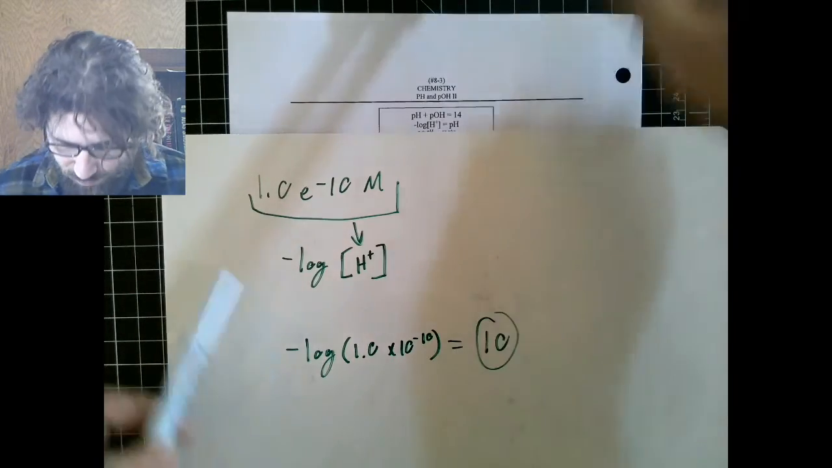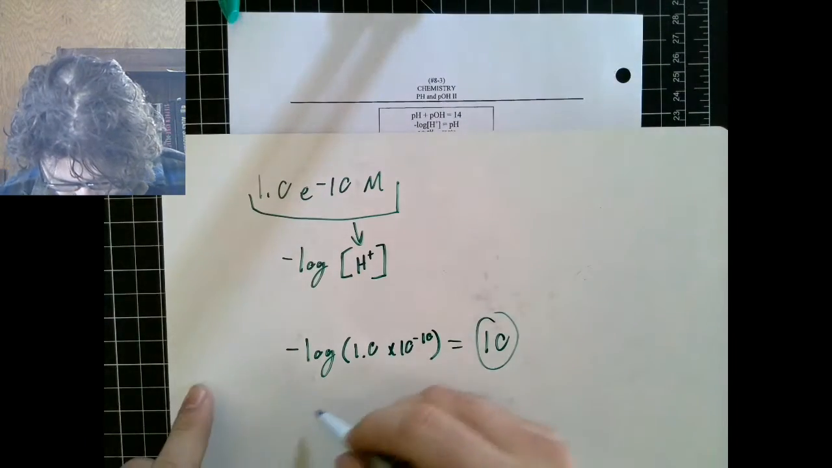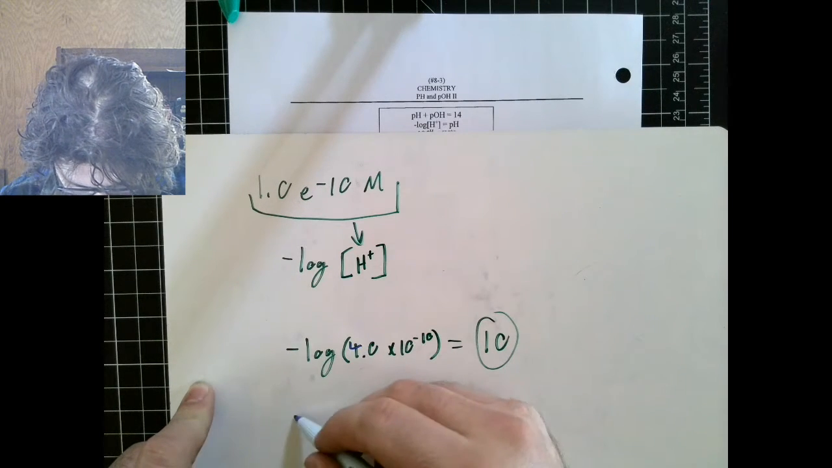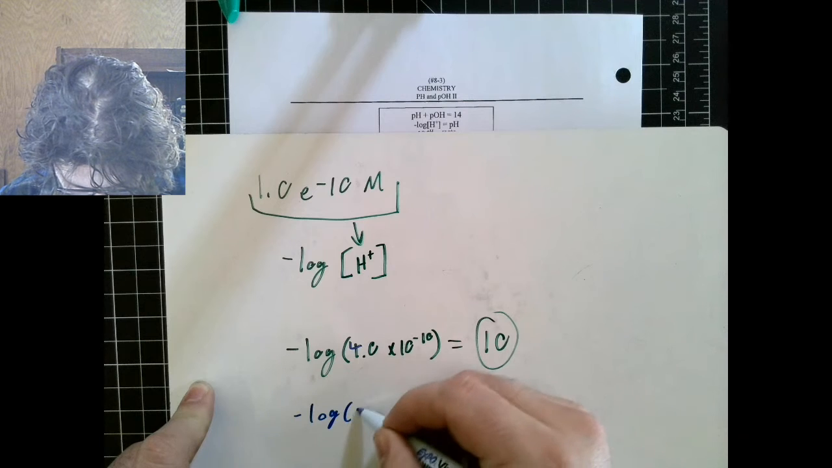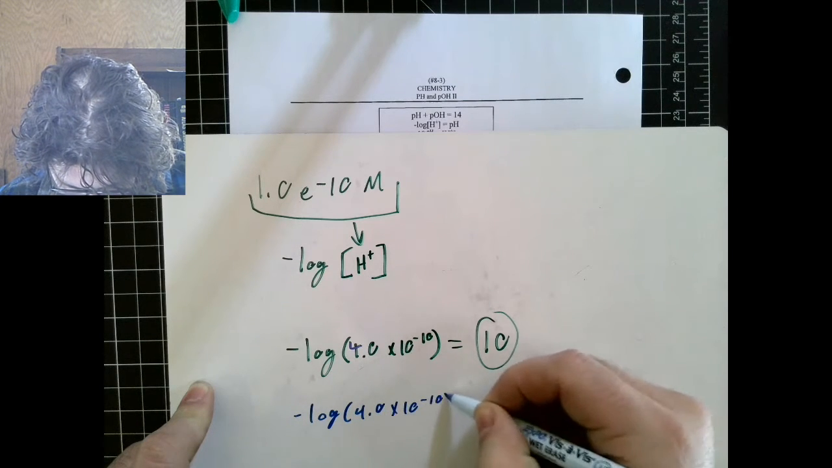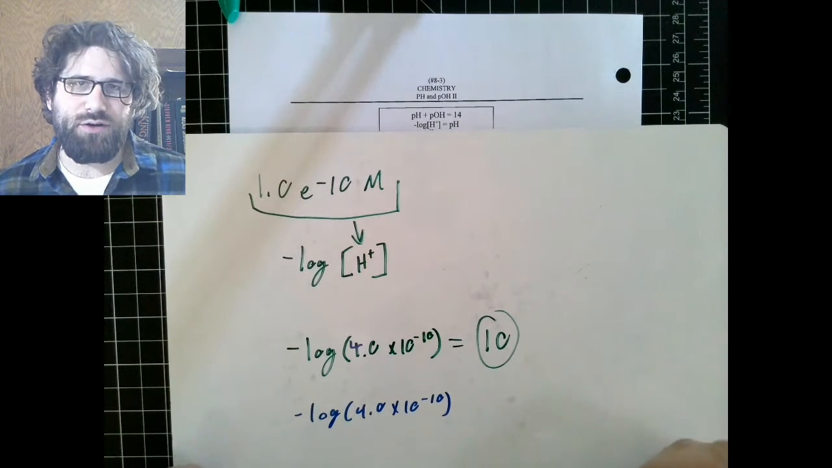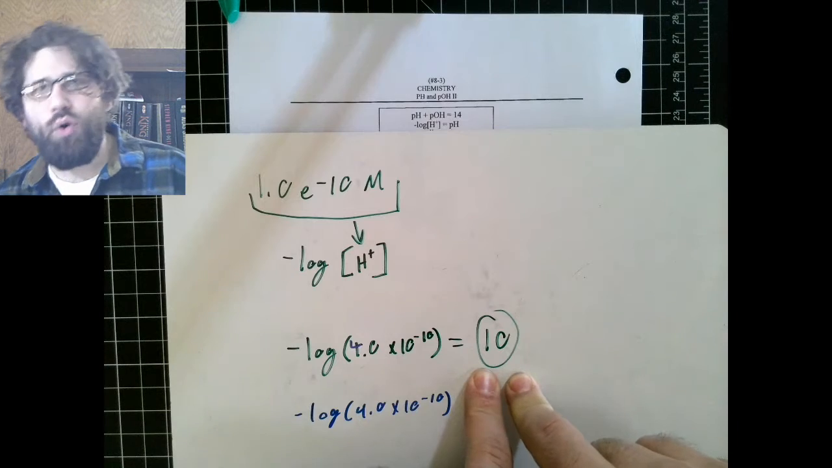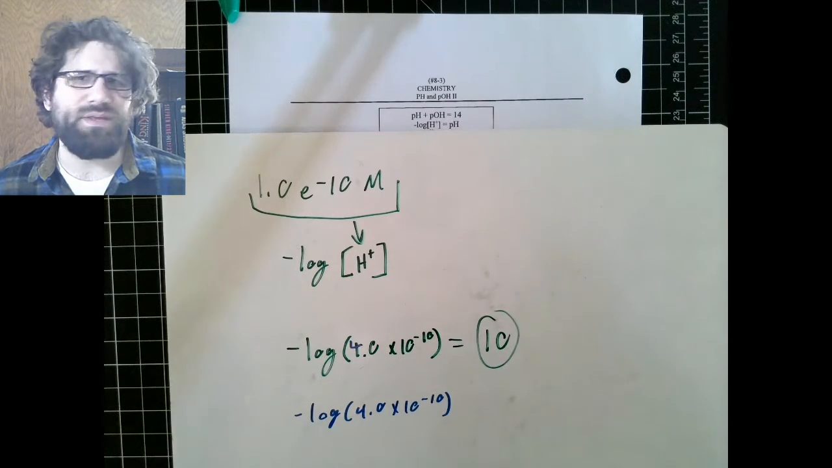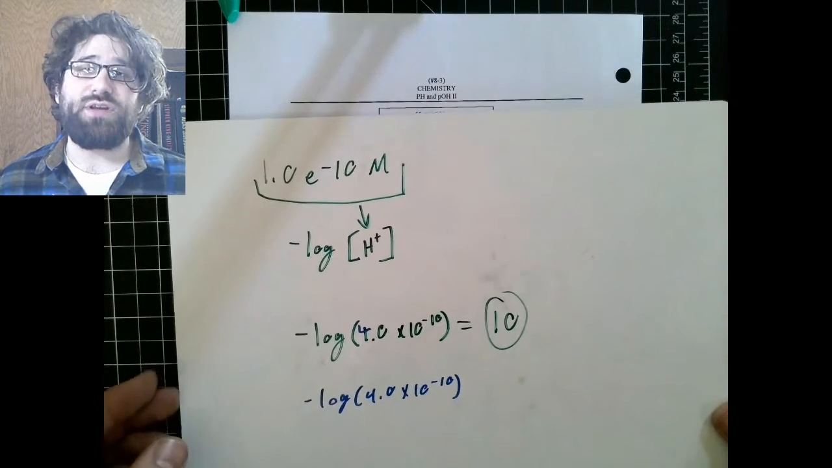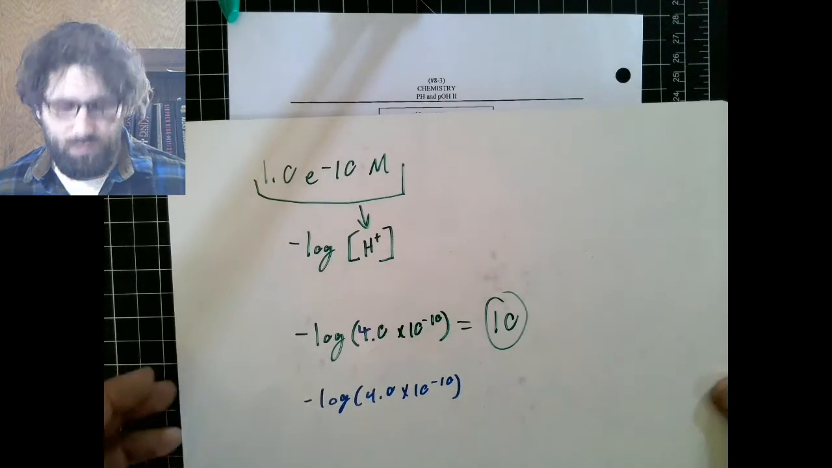If we had something that looked like, let's say my concentration was 4.0 times 10 to the negative 10th, so negative log of 4.0 times 10 to the negative 10th, well, then you're actually going to need to put that into your calculator because this isn't going to come out to exactly 10. It'll be 10 point something or 9 point something. I forget off the top of my head. So put those into your calculators, take them on through.